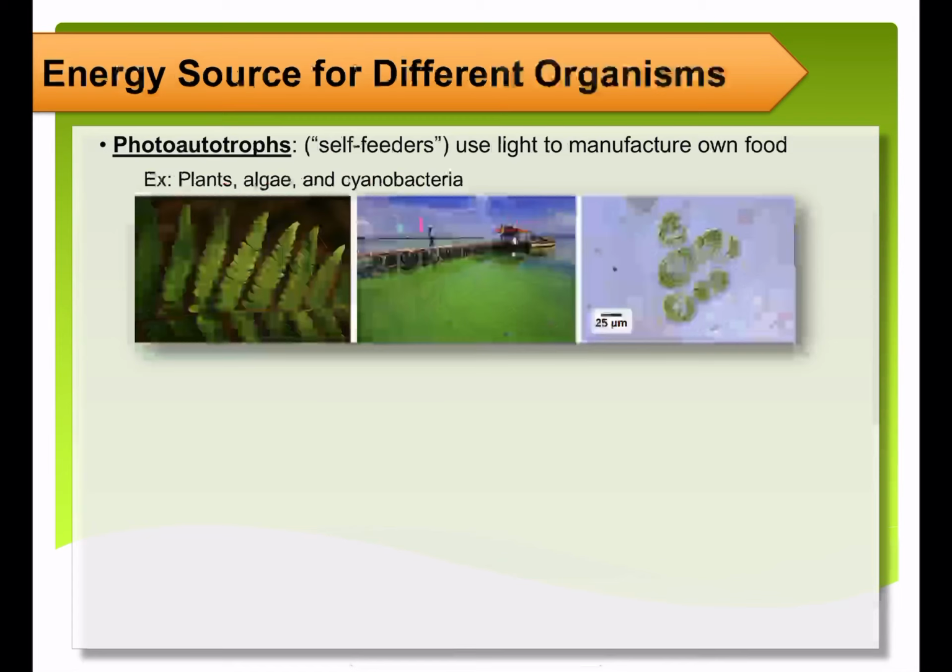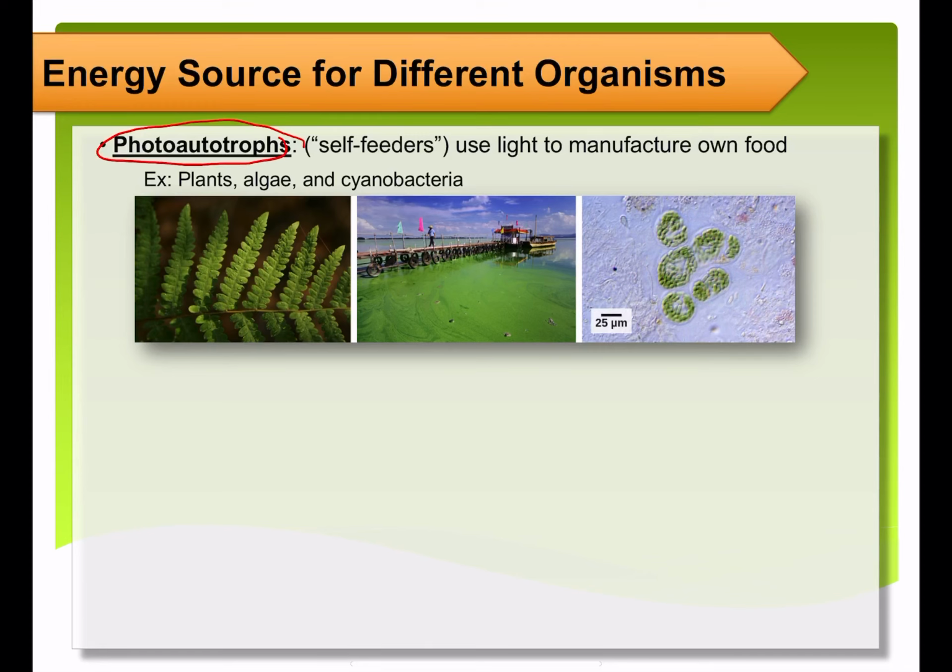In the energy chapter, we introduced the idea of producers versus consumers. Now we are going to classify organisms by their ability to make food. Those that can make their own food through sunlight, we call photoautotrophs, which translates to self-feeders, which means they can feed on their own. They don't need to rely on other species or ingesting other species as a source of energy.